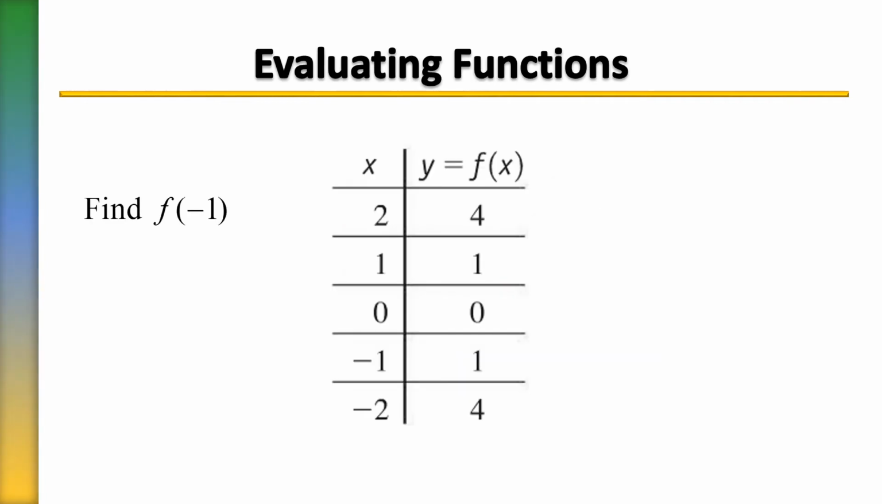Here we have a table of value representation, and we want to find f of -1. So putting in an input value of -1, we want to know what is our output, our y value. We can see here for the x values, we go down to where we have -1 as our input to see what is our output. And as we can see, our output would be 1. So f of -1 equals 1.